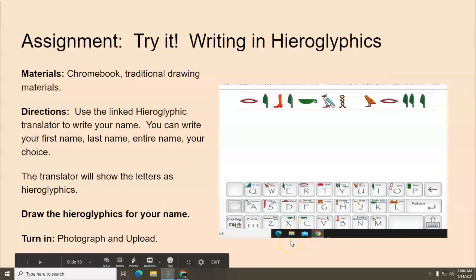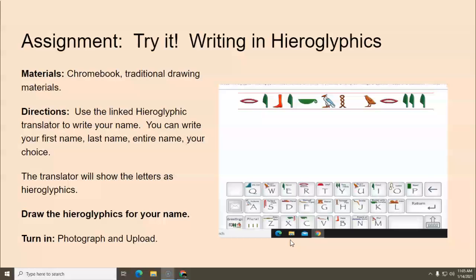So your assignment for today is you're going to play with writing in hieroglyphics. And these are very simplified hieroglyphics. All right. But you're going to need your Chromebook, some traditional drawing materials. There is the hieroglyphic translator that's linked to Classroom to write your name. And you write your first name. You can write your last name. You can do all of your name. It's up to you how much of your name you do.